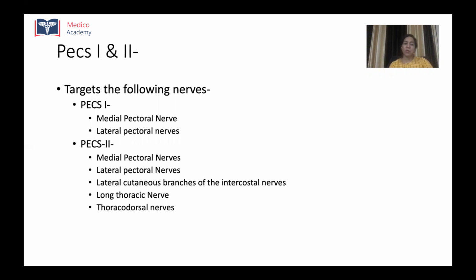So PEX 1 and PEX 2 basically target the following nerves. The PEX 1 targets the medial pectoral and lateral pectoral nerves. PEX 2 targets the medial and lateral pectoral nerves, lateral cutaneous branches of the intercostal nerves, long thoracic and thoracodorsal nerves. So PEX 2 is an injection that includes PEX 1 and a deeper injection, as we'll see in forthcoming slides.